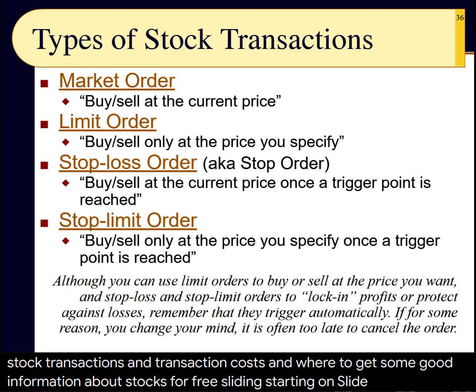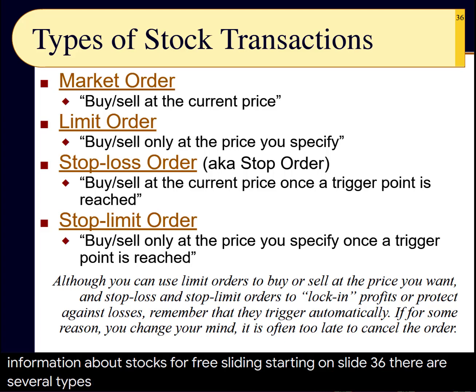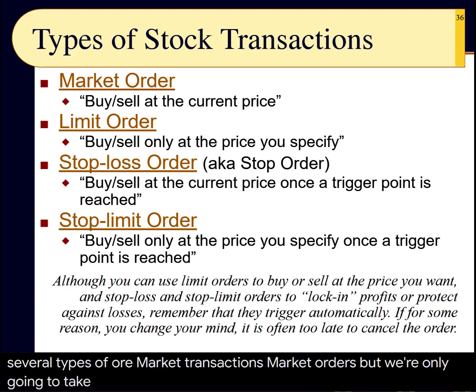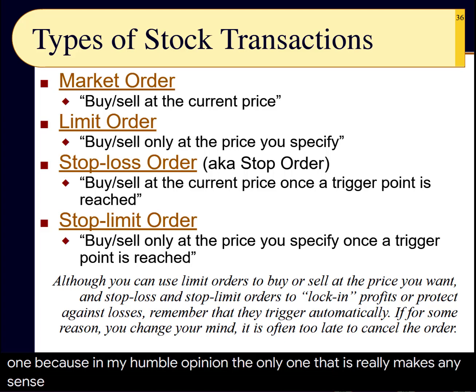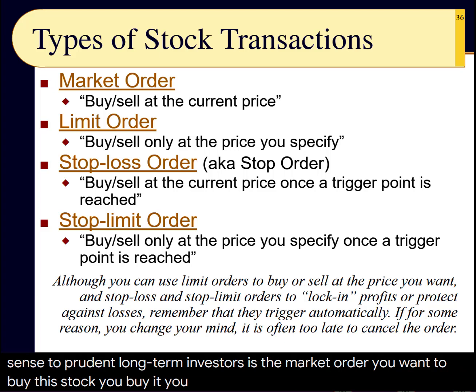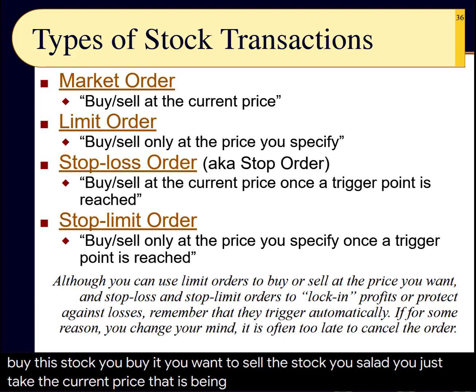Starting on slide 36, there are several types of market transactions, market orders, but we're only going to take a look at four, and really we only need to take a look at one, because in my humble opinion, the only one that really makes any sense to prudent long-term investors is the market order. You want to buy the stock, you buy it. You want to sell the stock, you sell it. You just take the current price that is being offered on the stock markets, depending on where the stock is selling.